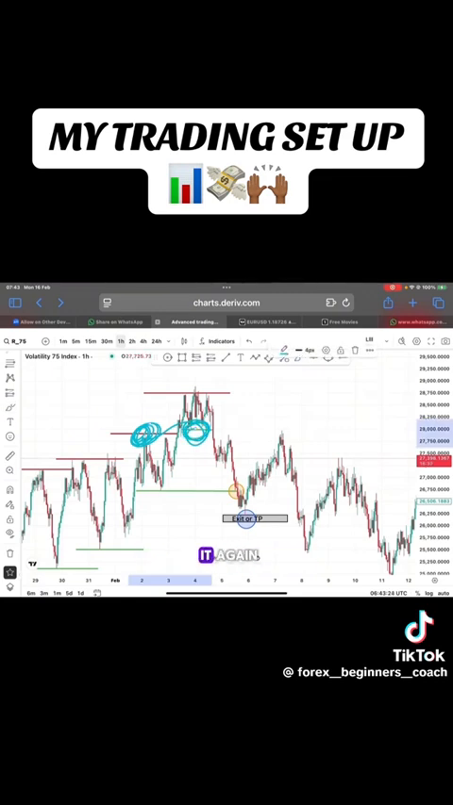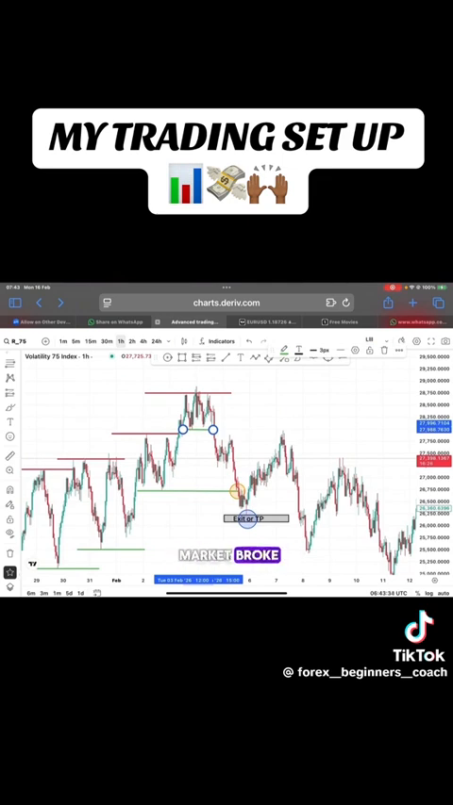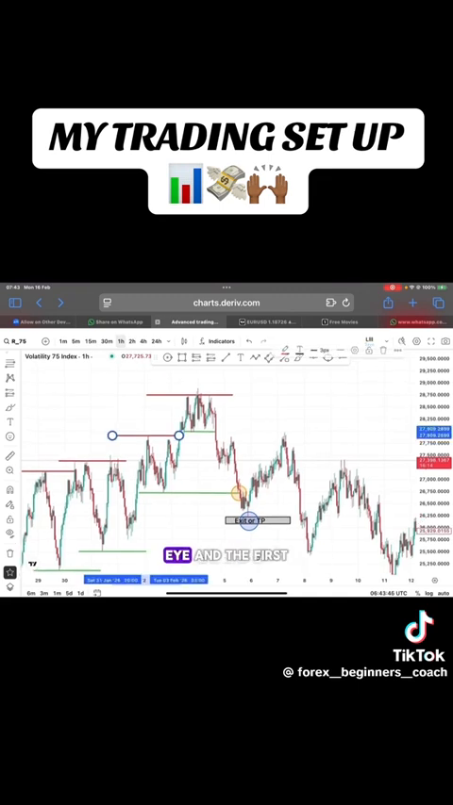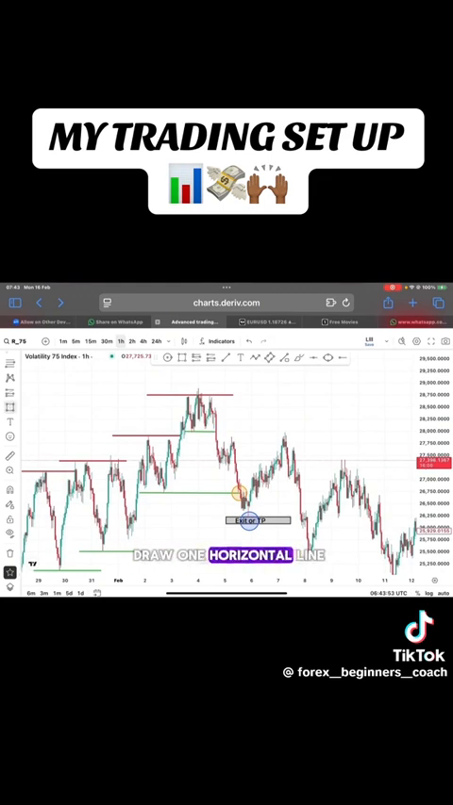Remember, let me repeat it again. This is the second higher high before the most recent higher high, okay? And this is the first higher low we have that the market broke, and this is the second higher low the market broke. So your entry point is always between or around this second higher high and the first higher low, okay? So since this is together, I'm just going to draw one horizontal line.